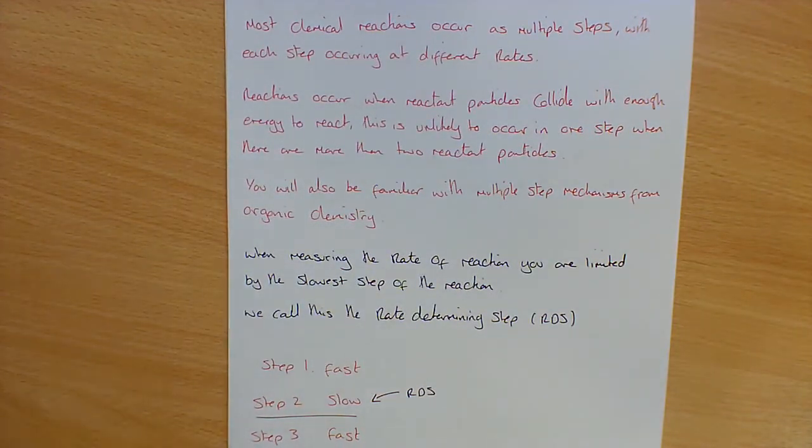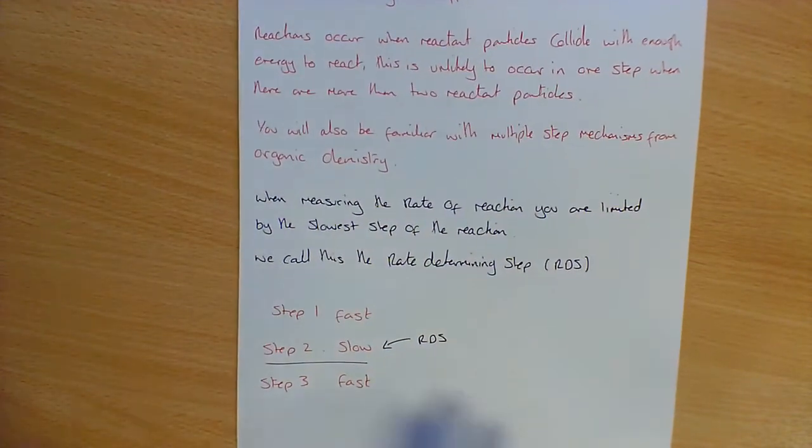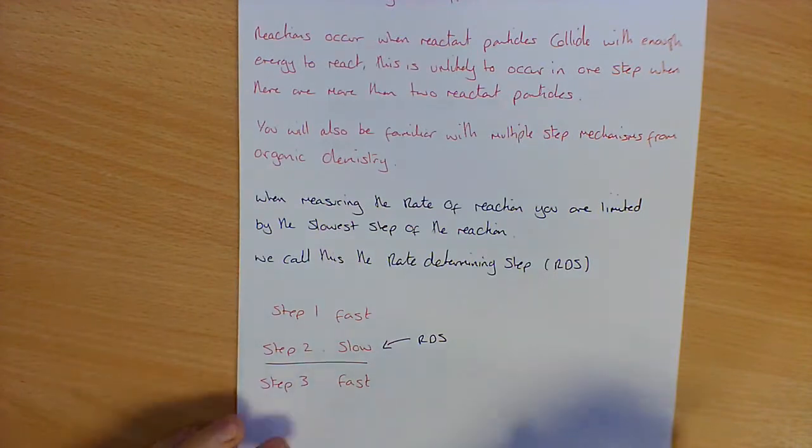So when we actually measure the rate of reaction, we're limited by the slowest step. If it's a 4-step reaction, we're really only measuring the slowest of those 4 steps, and the rate equation represents that. The slowest step, we call the rate determining step. So if I had a reaction with 3 steps, the first one fast, the second one slow, and the third one fast again, then the rate determining step is step 2. The slowest step is your rate determining step, and that is what the rate equation is dependent upon.